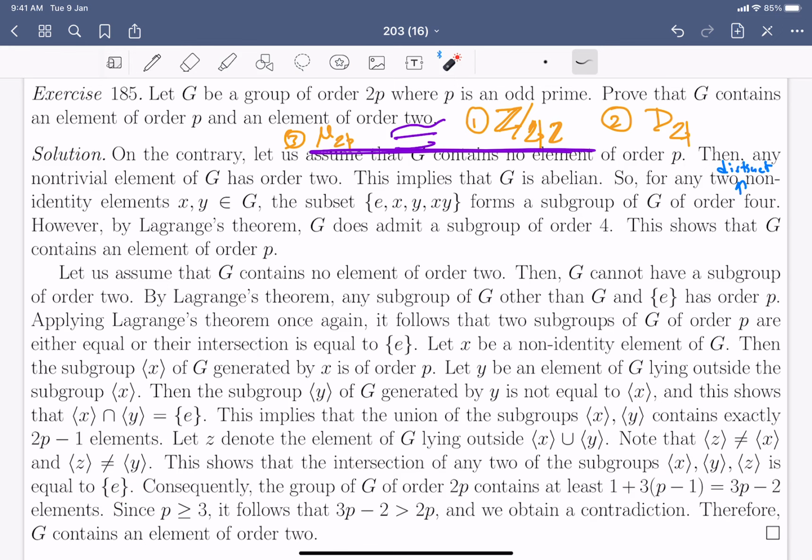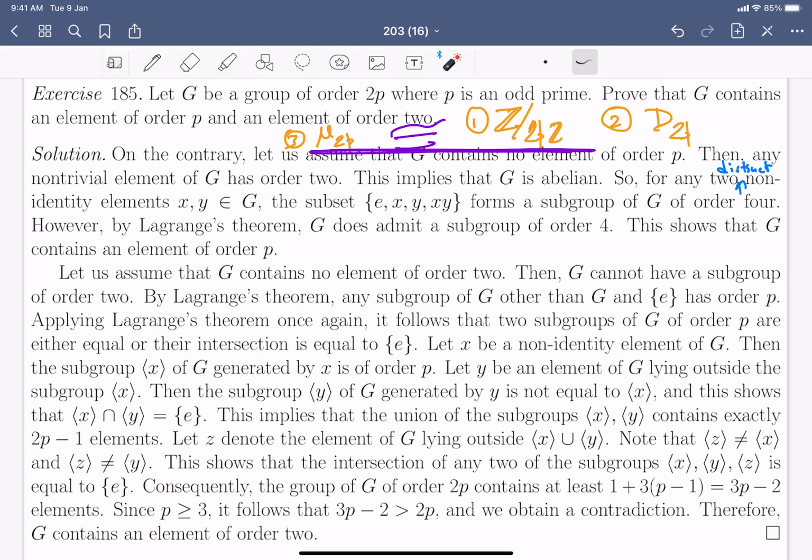Okay, so you have found three subsets of this group G, where if you look at their intersections, then you see that their pairwise intersection is just the identity element. So then it follows that their union has exactly these many elements, which is 3p minus 2. So inside a group of order 2p, you have found 3p minus 2 elements, but that is not possible because this is larger than 2p. This follows from the hypothesis that p is at least 3.